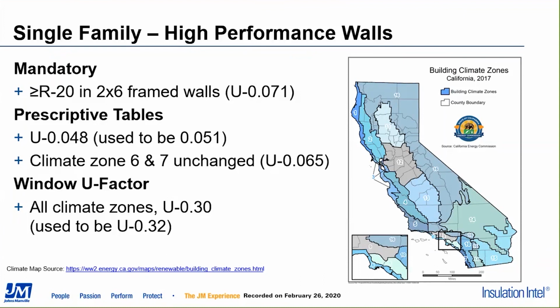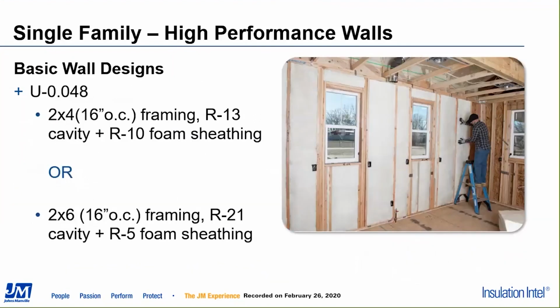And then finally, also window U factors. So windows, the prescriptive value used to be 0.32. That has been improved as well to 0.3. So windows and insulation values for walls have gotten more stringent. So again, what does this mean in terms of what I'm actually building?